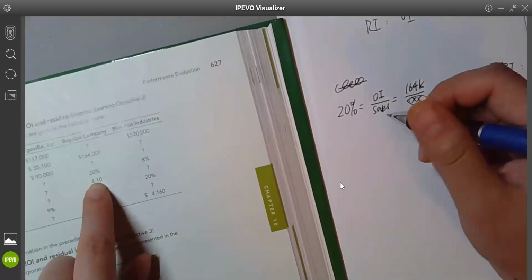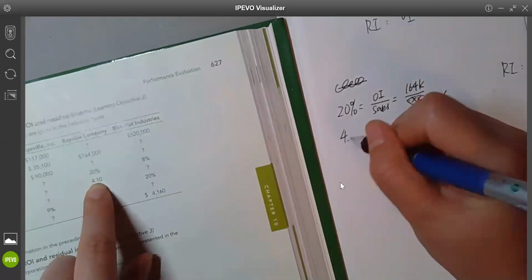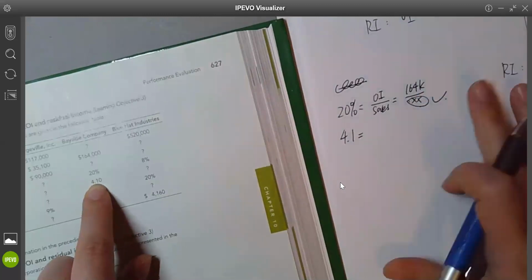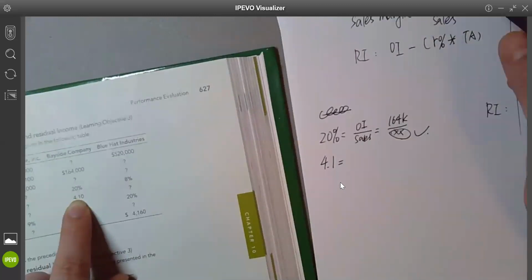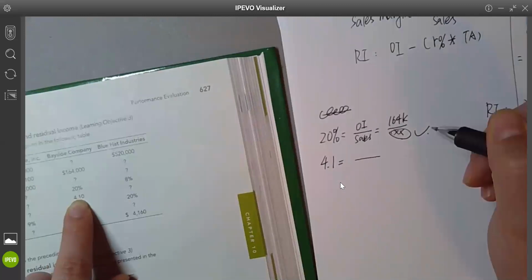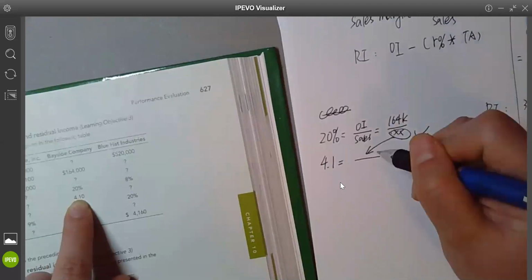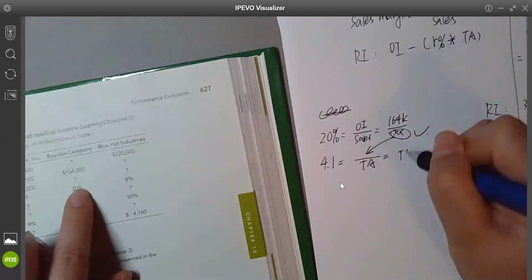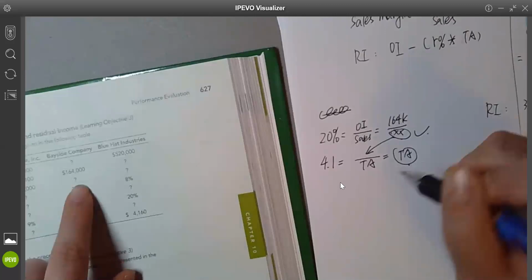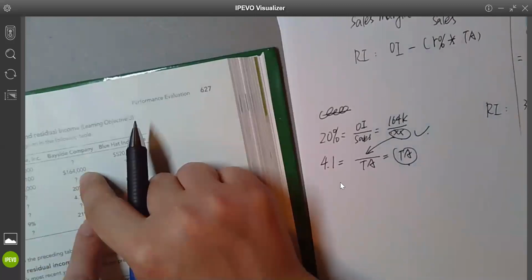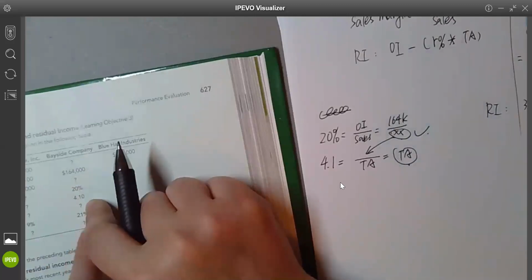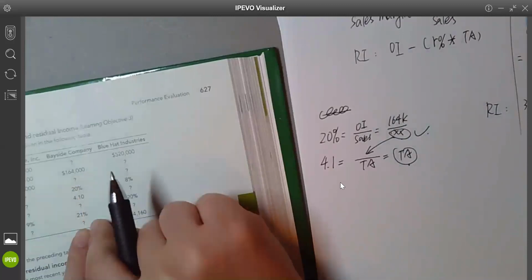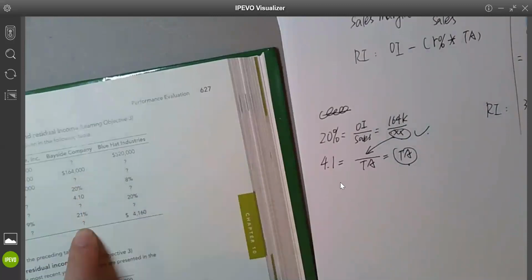And then capital turnover is 4.1, which equals sales divided by total assets. So we already know our sales divided by total assets, then we will get our total assets from there. So we get our sales, we get our total assets. You can also calculate the ROI. Does this make sense?